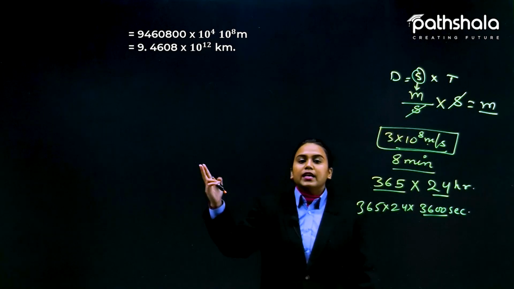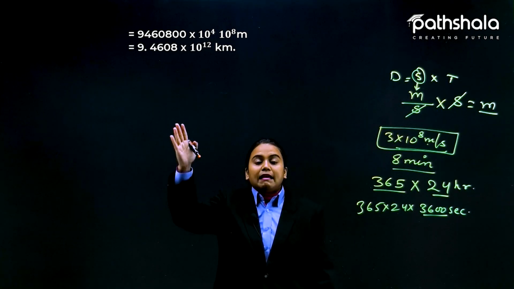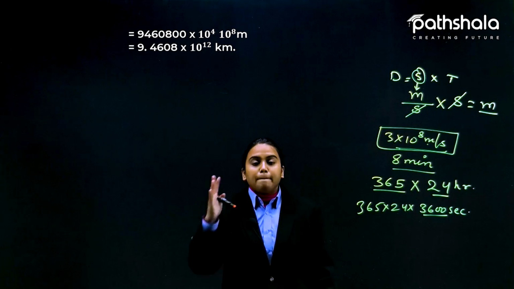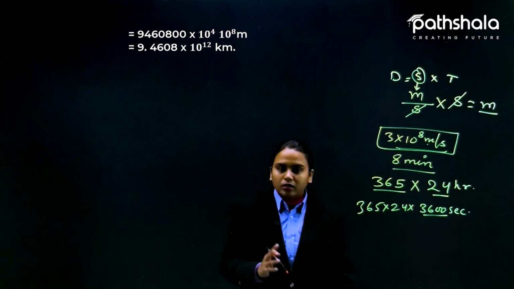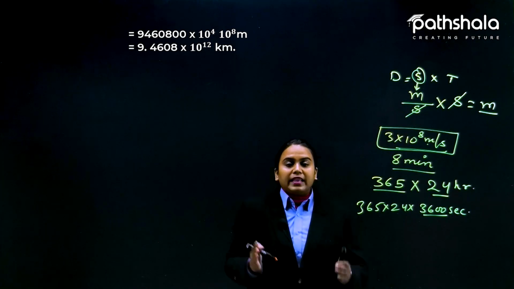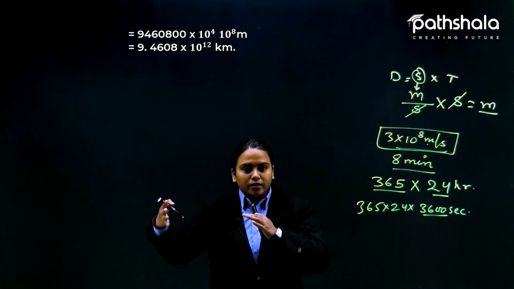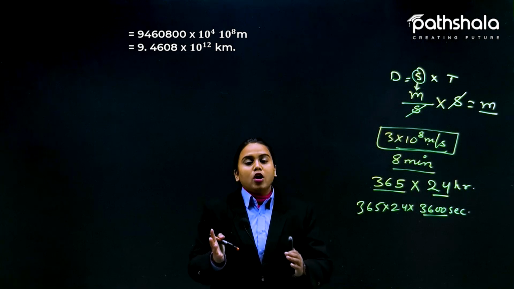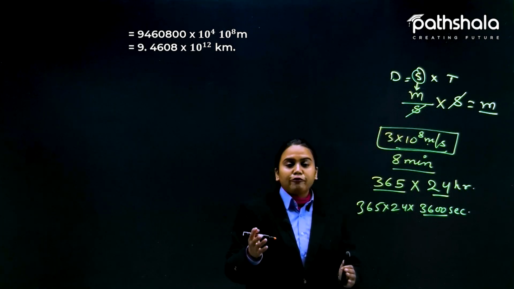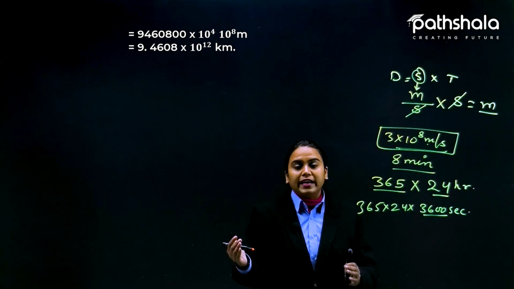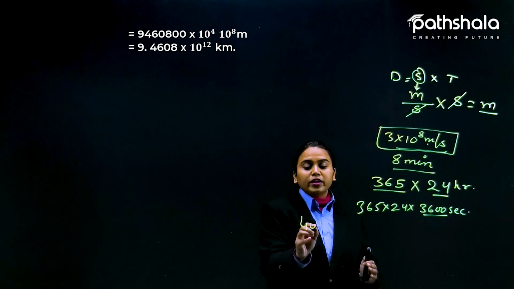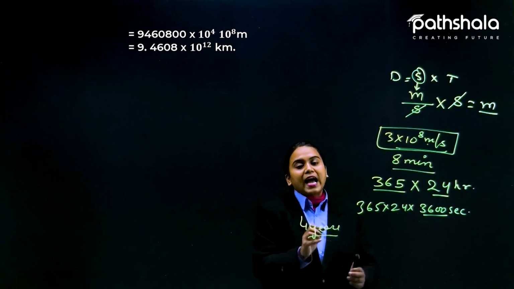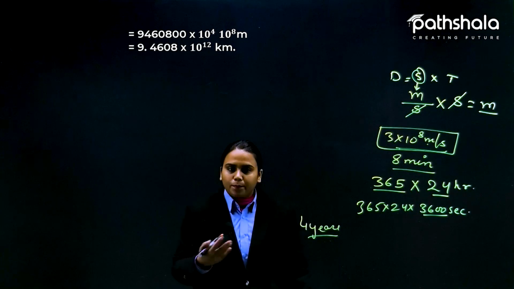So see students, this is the distance that has been covered by light in a year. And if we are saying that some celestial body is 4 light years from the earth, that means if we go with the speed of light, then it would take us 4 years to reach that celestial object or body.